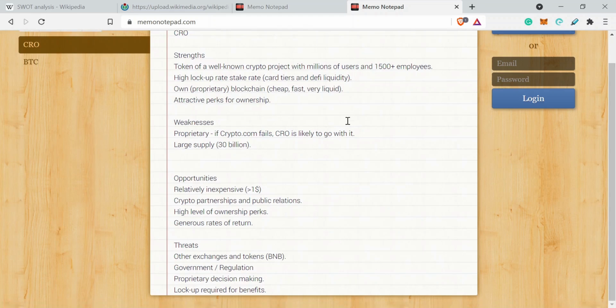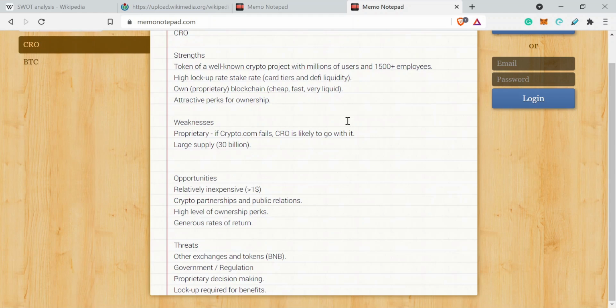Threats. There are other exchanges and tokens, namely Binance Coin, BNB, which does pretty much the same thing, but in the Binance ecosystem. There are also stronger coins, BNB being one of them, because it actually has its own smart chain and even projects developed on it. So there's the capability for smart contracts, for example.